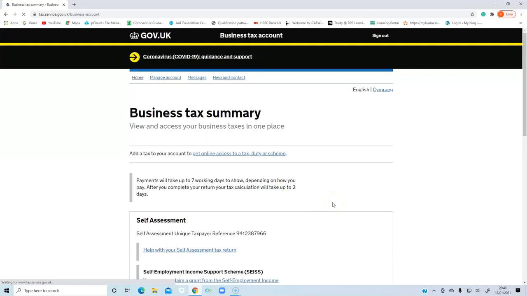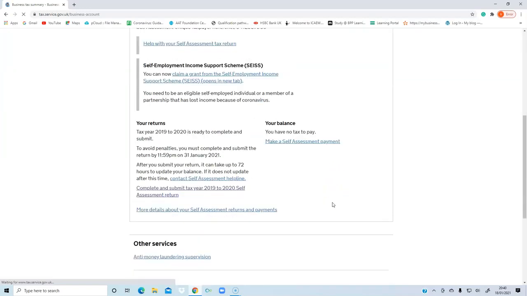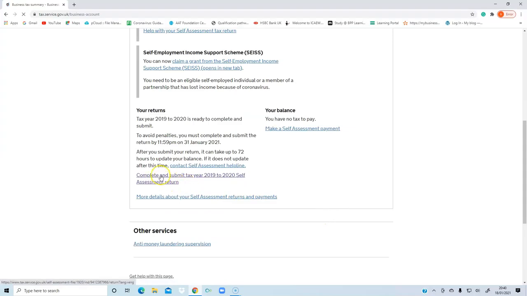As soon as we log in there, we can see the home page here. From here, we need to see which account is due. This is the account: complete and submit the tax return for 2019 and 20. So we'll click there and it will take us to the main page.